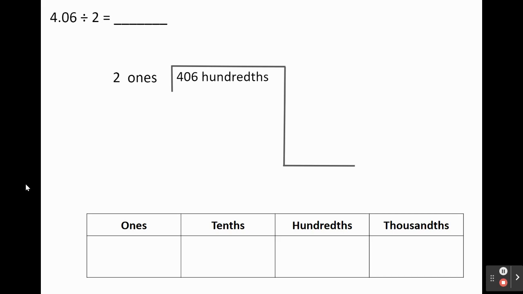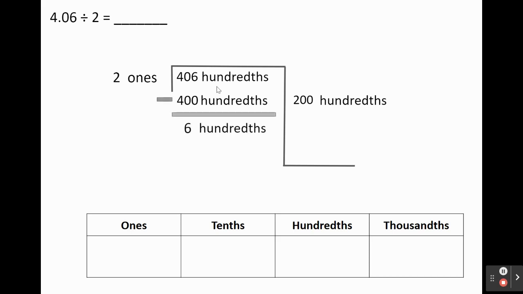Now let's think, what can we multiply by 2 ones to get closest to 406? We don't have to get exact, we just can't go over. Well, let's use a friendly number like 200. 2 times 200 is 400. Notice we're in the hundredths place, so we want to make sure we label both of these numbers using hundredths. Now we can subtract. 406 hundredths minus 400 hundredths is 6 hundredths left over.